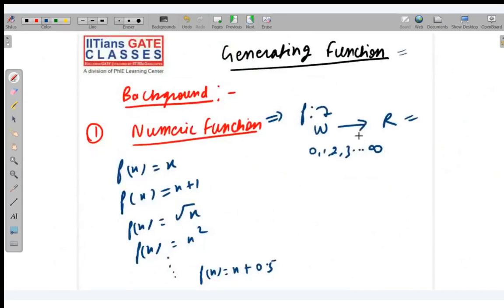So now we are going to start generating functions. So what exactly is a generating function? Don't worry, I will come back to it, but let me first make the background. So what is the background here?